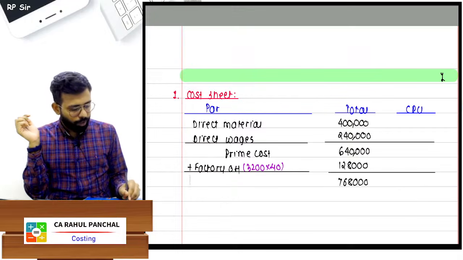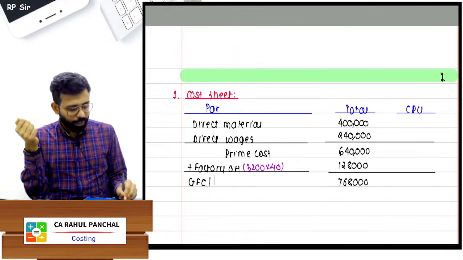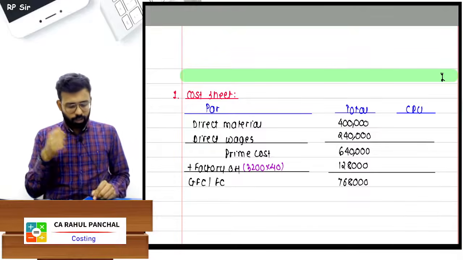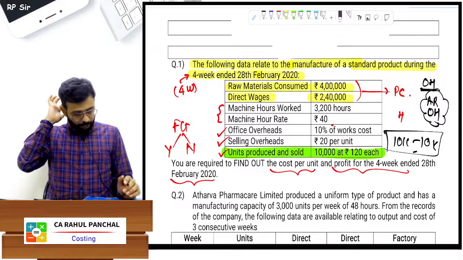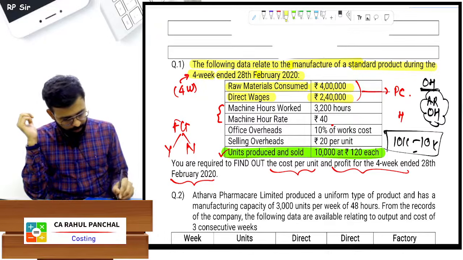This will be your, first of all, you will say gross factory cost, because in the question no information is given, that then with reference to WIP, that will become your factory cost. Now they have provided with this which is this.